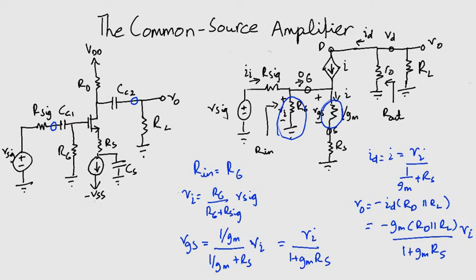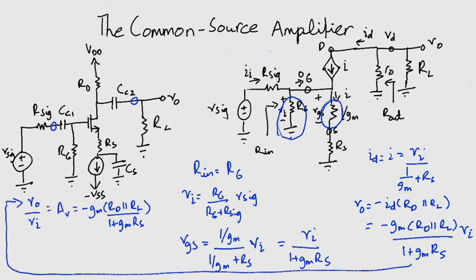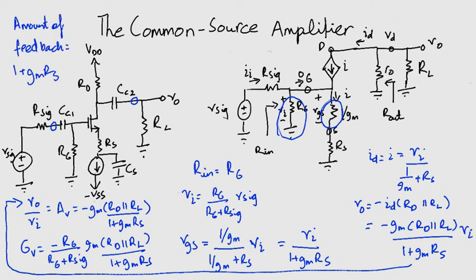Now bringing Vi to the left side gives us an expression for the voltage gain. The overall voltage gain Gv can also be written as, comparing both these values, the one for the case where there was no resistance in the source lead indicates that including Rs results in a gain reduction by the factor 1 plus Gm Rs. This factor is called the amount of feedback. Because Rs reduces the gain, it is called source degeneration resistance.